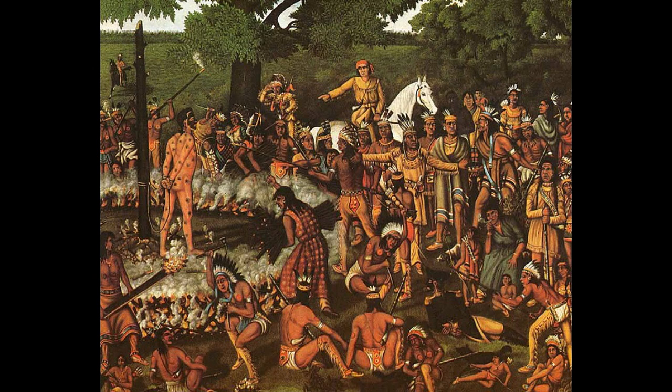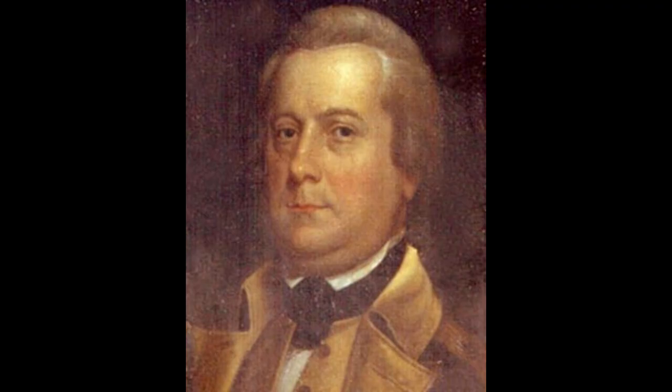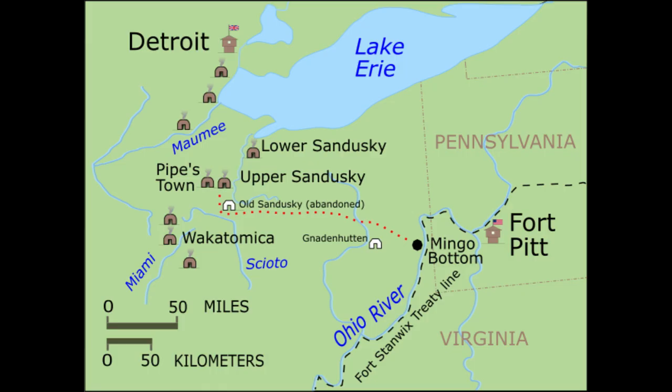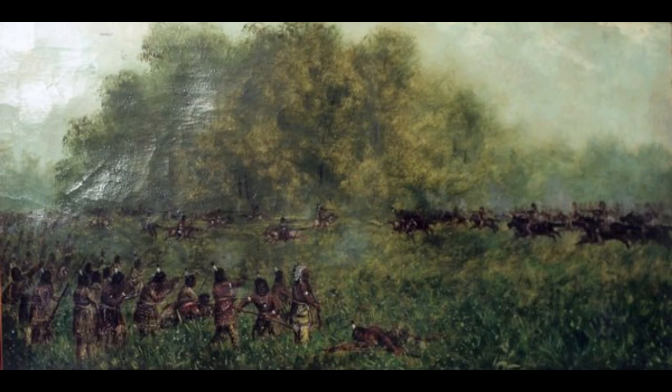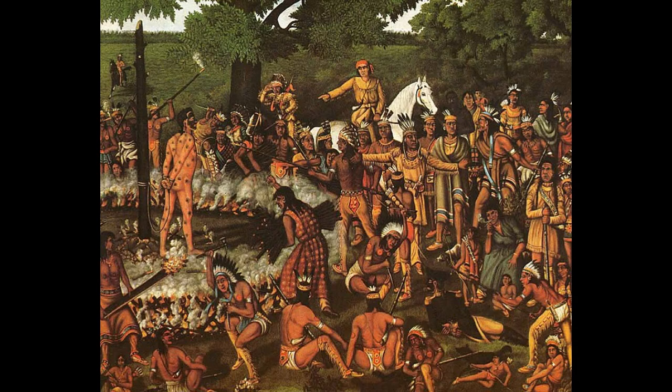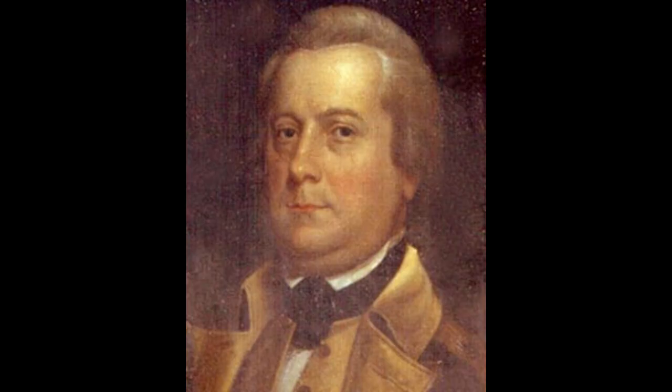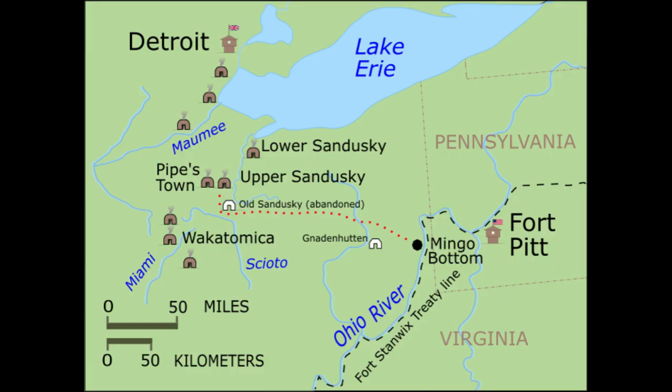The Crawford Expedition of 1782 was a disastrous American military campaign against Native American settlements in the Ohio country. Led by Colonel William Crawford, the expedition aimed to weaken British-aligned Native American resistance but ended in failure and tragedy. This campaign was part of the larger conflict between American settlers and indigenous tribes in the western frontier during the Revolutionary War.